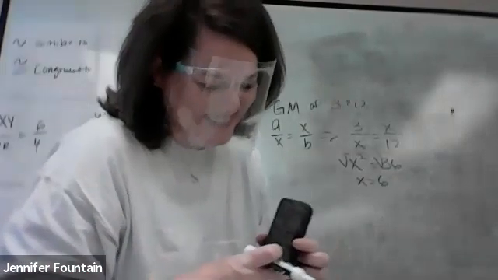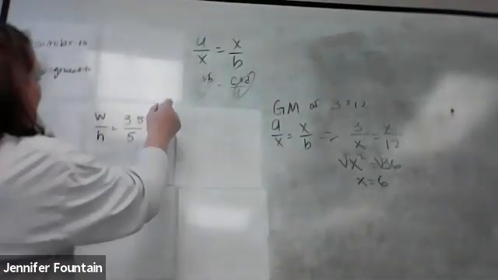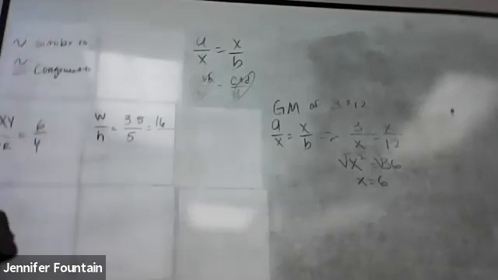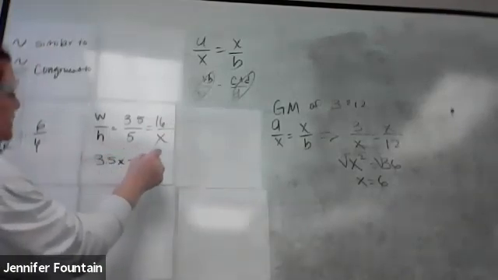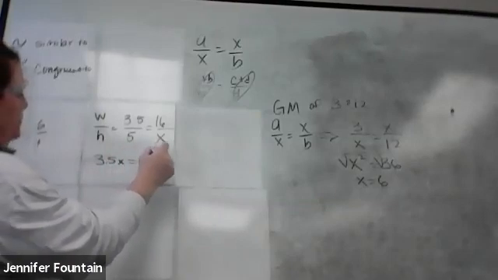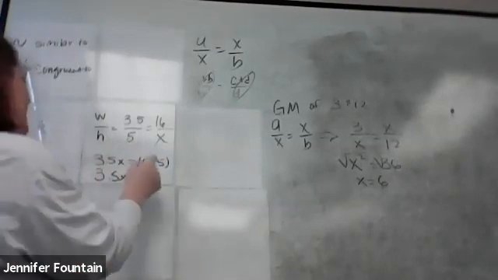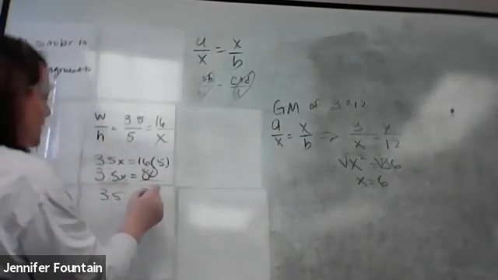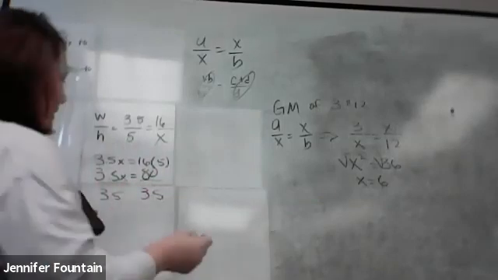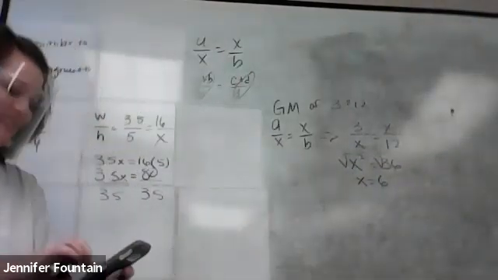Okay, it's 16 inches wide. Okay, so we're trying to find the height. So I'm going to have 3.5x is equal to 16 times 5. What is 16 times 5? 80. Divide by 3.5. 80 divided by 3.5 is? 22.9 inches.